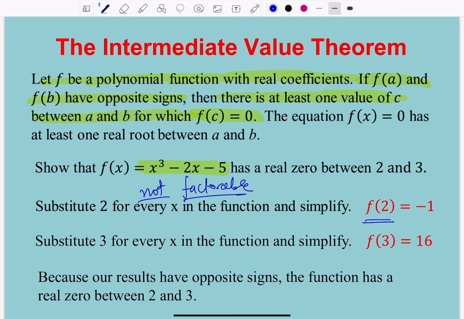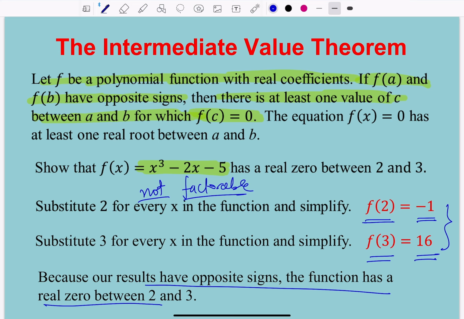For example, if I plug f of 2 here, if I plug x as 2, my y value is -1. And if I plug x as 3, y value is 16. So I can see that the graph is going to cross the x-axis in between those 2 points. So there is a 0 between these 2 points.